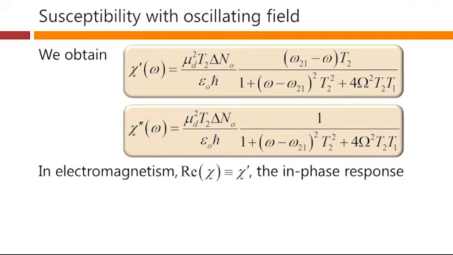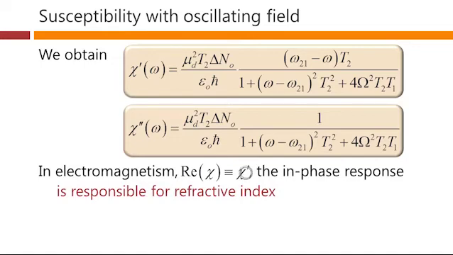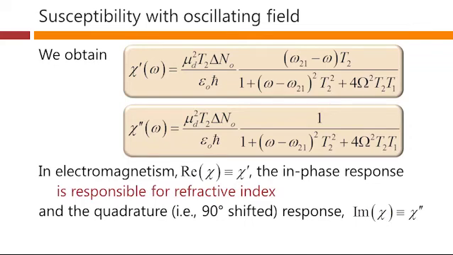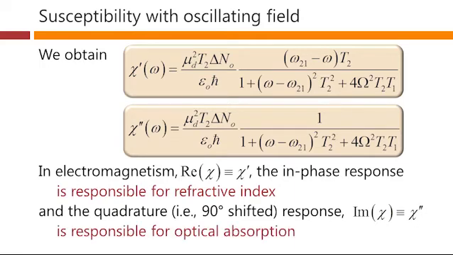In electromagnetism, the real part of the susceptibility, the in-phase response, is what's responsible for refractive index. That is, if we put this polarization in its relation to the electric field into Maxwell's equations and work through that, we would find that this real part is what's responsible for refractive index. That's the factor by which the speed of light is slowed down inside a medium. And the quadrature response, as we might call it, the 90-degree phase-shifted response, or the imaginary part of chi, this chi double prime here, is what's responsible for absorption of energy, or optical absorption by the medium or the material.